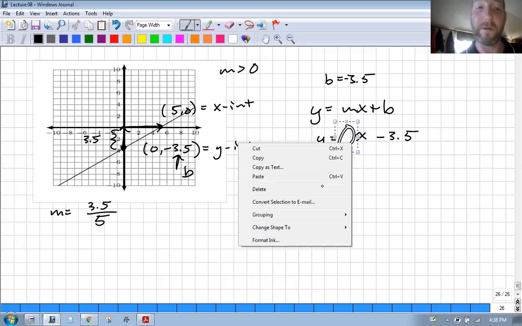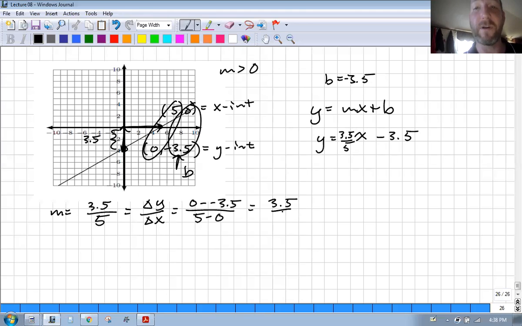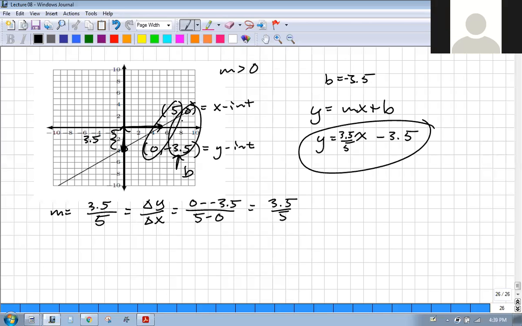So our slope here is 3.5 over 5. It's our rise over our run. We're just taking 2 points here and looking at the change in y over the change in x. So our y's are 0 minus a negative 3.5, and our change in x's is 5 minus 0. So that's why it's 3.5 over 5. That's our slope. So this is the actual equation for the line they just gave us. So you can go from equation to line, or you can go from line to equation.